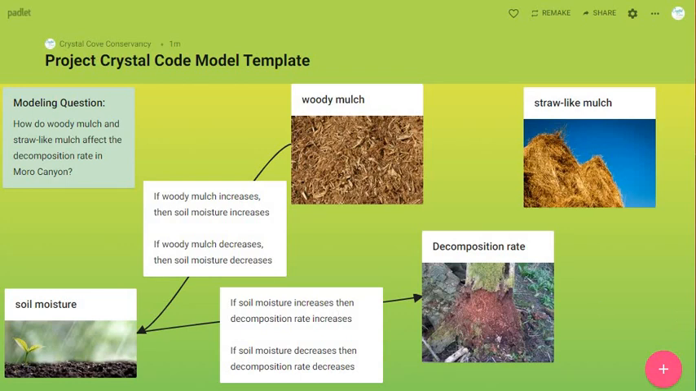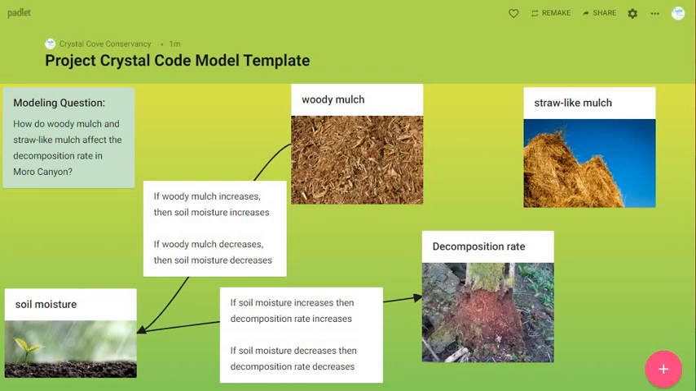Some of these factors might have a direct impact on decomposition rate. So, for example, the relationship between soil moisture and decomposition rate in my model is direct because they are directly linked with no intermediate factors between them. That means if I want to look at how a change in soil moisture might impact decomposition rate, I only need to look at this one set of conditional statements.